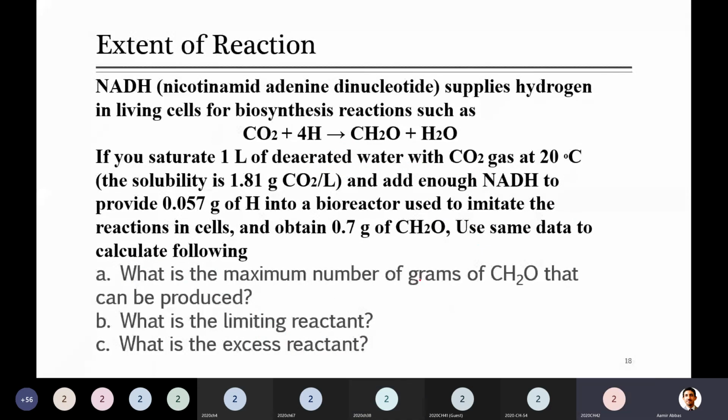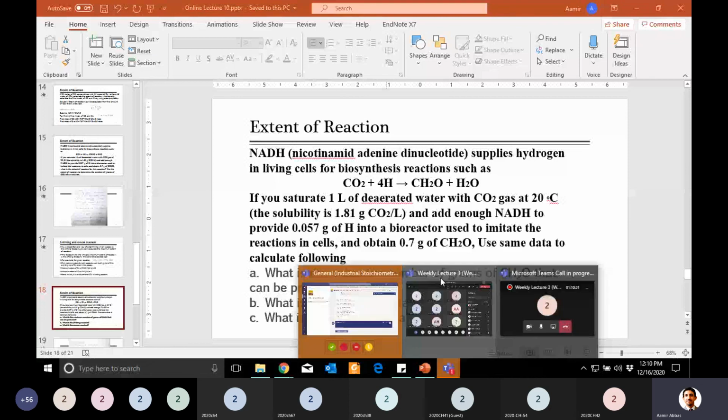Let's look at the same example and try to find a few things here. After this we have one quick slide. The same question you just studied: CO2 reacts with hydrogen, producing CH2O plus water. In this reaction, 1.81 gram of CO2 and 0.057 gram of hydrogen are entering the system, and they are reacting, and finally the amount of CH2O produced is 0.07 gram.